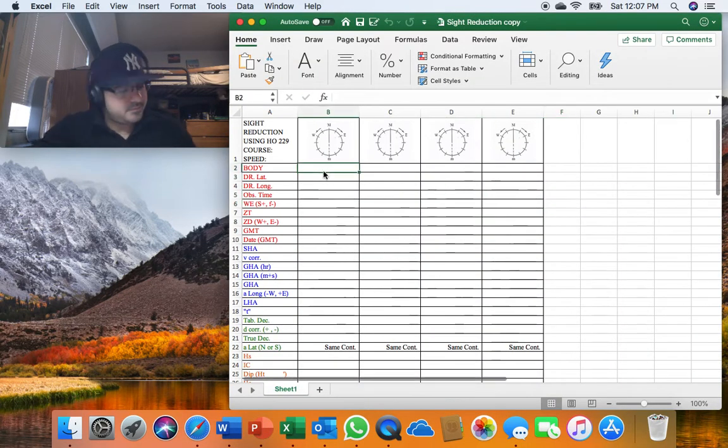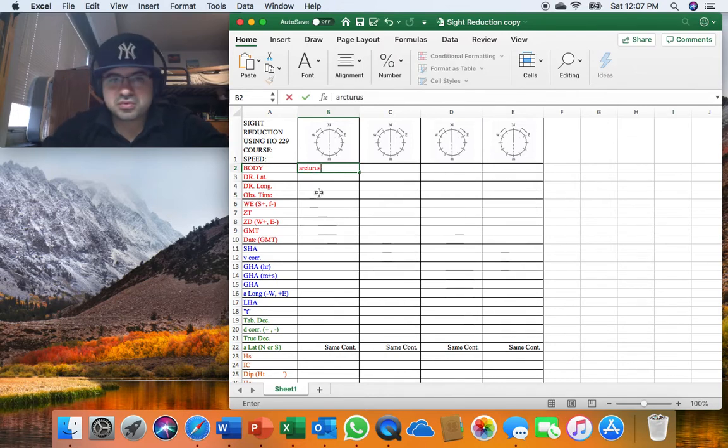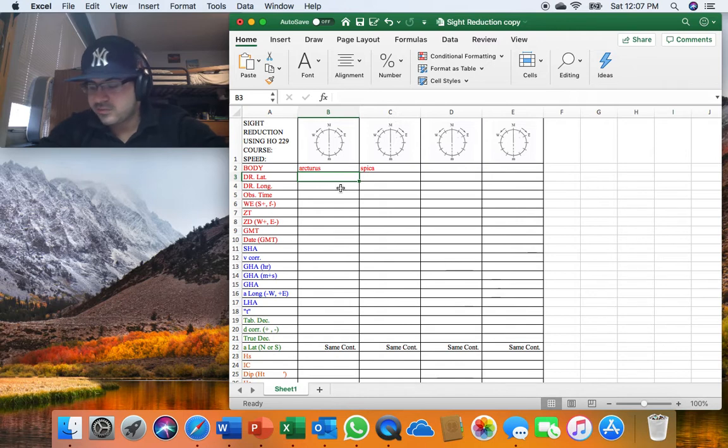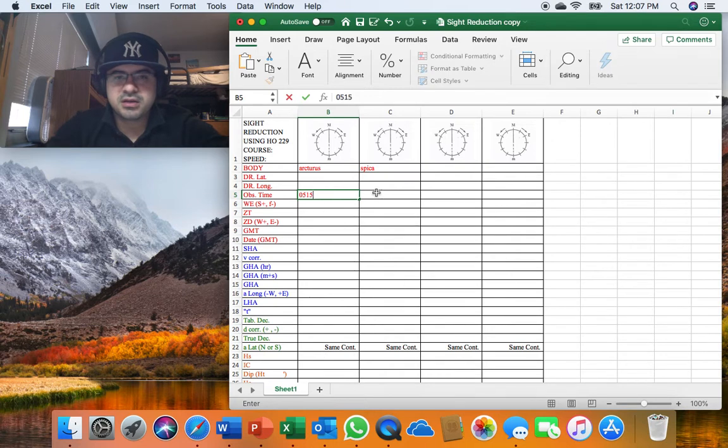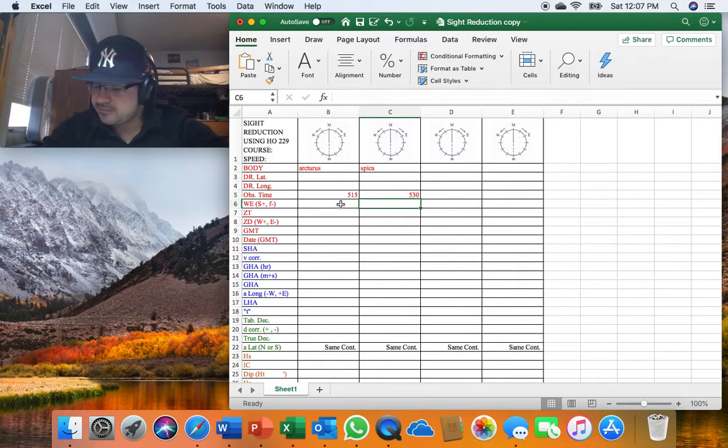Right. So they gave us certain data already, right? So we're just gonna plug it in. Arcturus, and we are going to go with this one. So that's the first two things that you're gonna do. Make sure you print this out. And then you're gonna go with your observed time, which is 0515, and 0530.